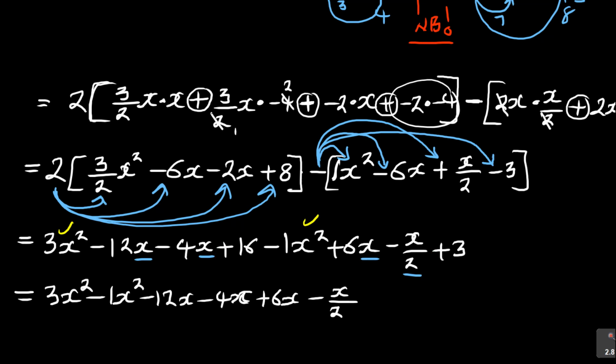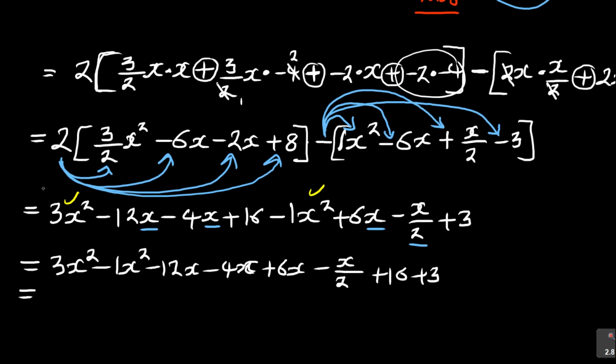Alright. So that's what we're going to have: plus 16 plus 3. To finalize this thing, 3x squared minus 1x squared. Focus on 3 and 1. What is 3 minus 1? It's 2, right? But 2 of what? 2 of x squared. You know, I keep singing this thing, 2 of x squared.